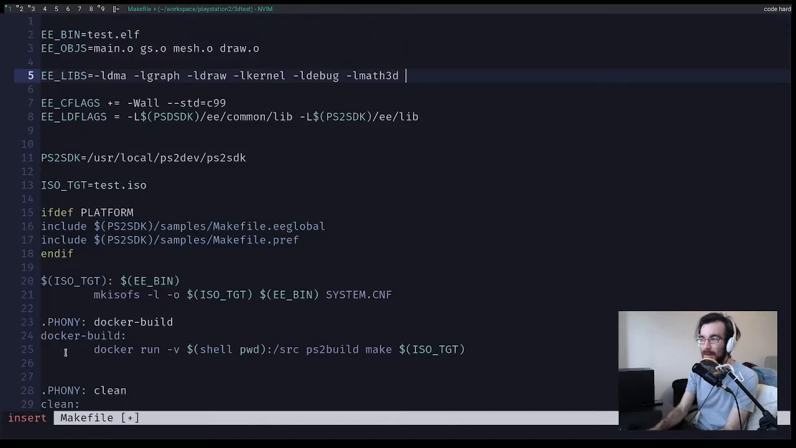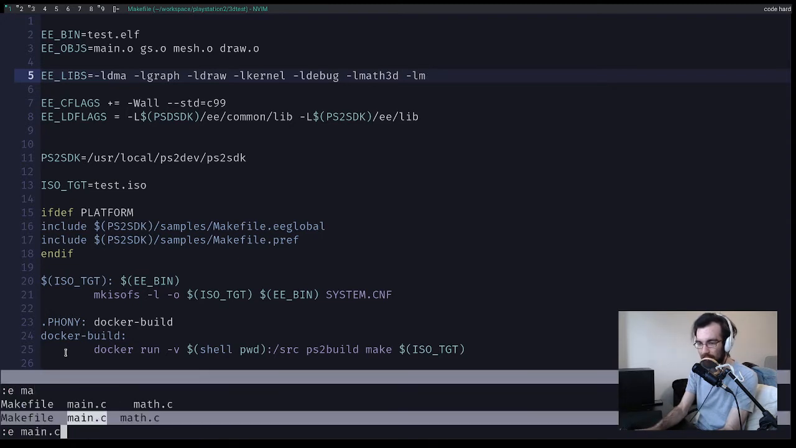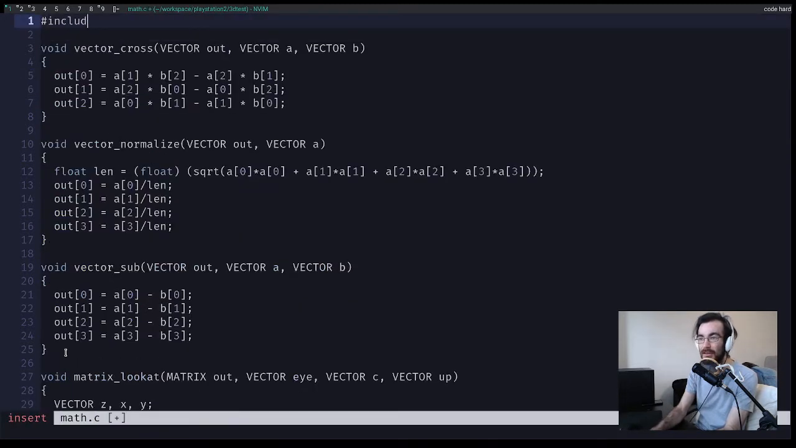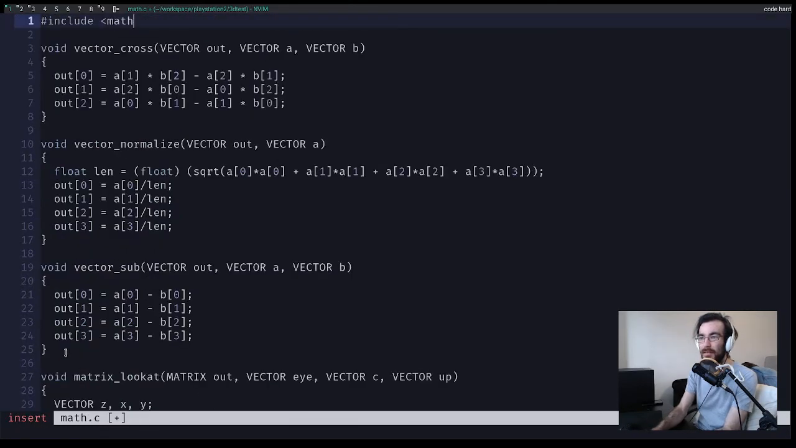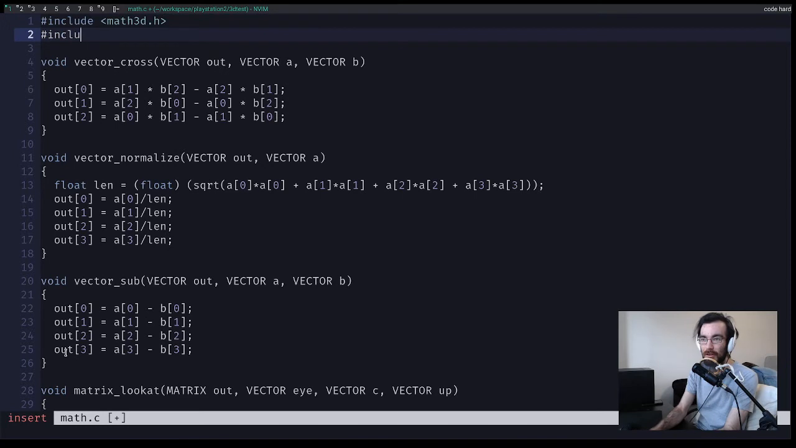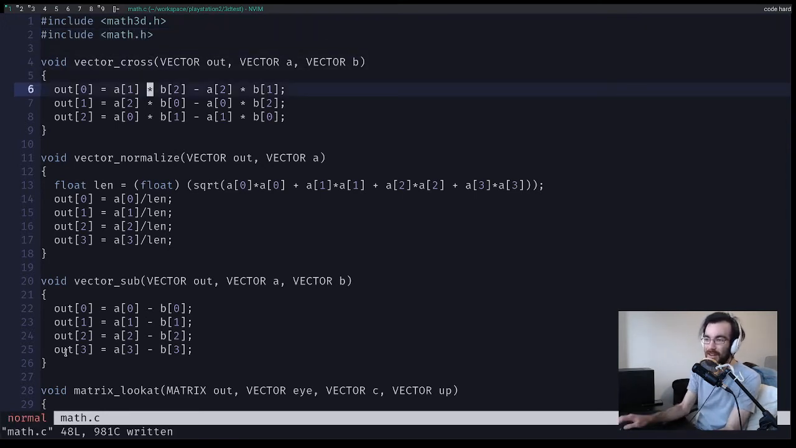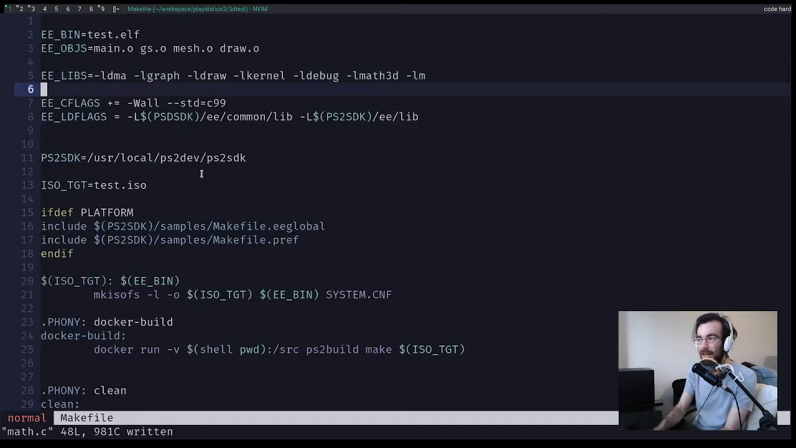Okay, so now we need to link against our math library. We need to go into math.c. We need to include math3d.h. We need to include math.h as well because we're using sqrt here. This comes from math.h. Cool. And then we also need to add math.o.